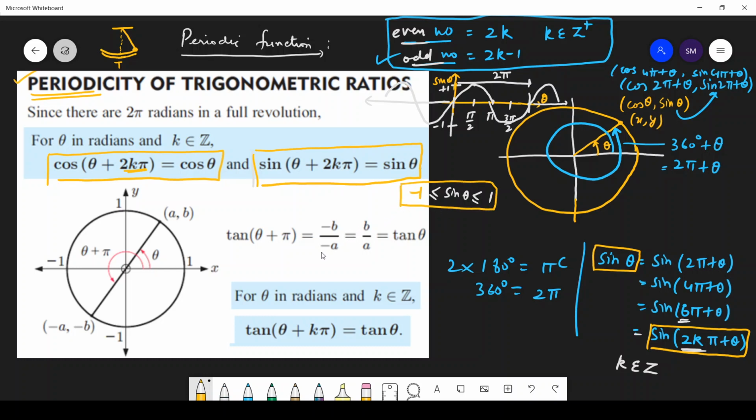Got it, students? Yes, sir. So now what about tan theta?